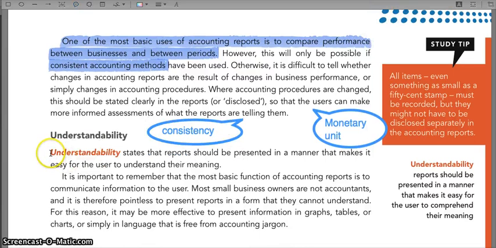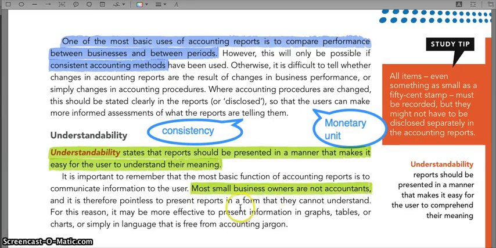Okay, and last and certainly not least, understandability. It basically states that accounting information needs to be made easy for the user to understand the meaning. So because most small business owners aren't accountants, we need to make sure that our reports are presented in a way that is going to make it easier for them to understand. So it might be more effective to present information in graphs or tables or charts, and in simple language that is free from accounting jargon.